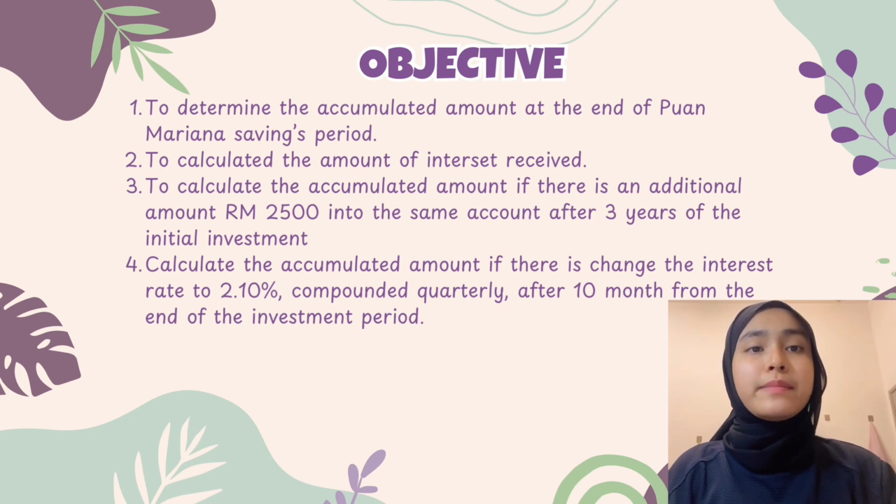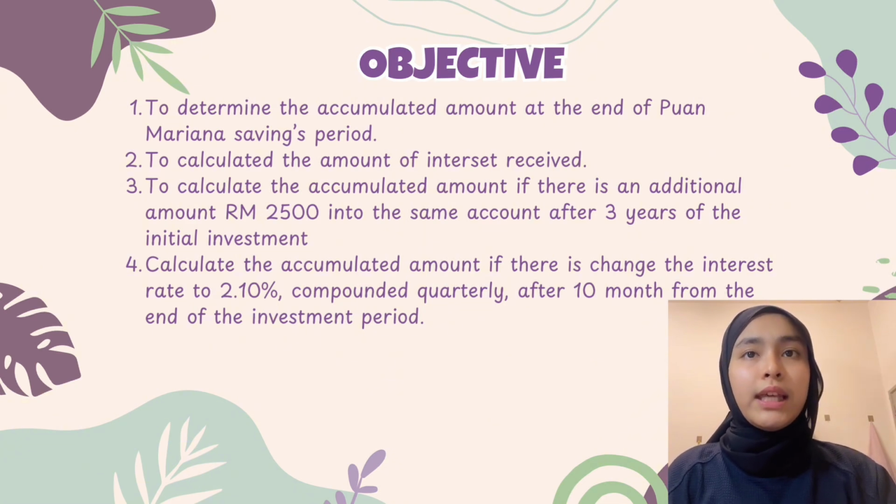The objectives for our problem statement are, first, to determine the accumulated amount at the end of Puan Mariana's savings period. Second, to calculate the amount of interest received. Third, to calculate the accumulated amount if there is an additional amount of 2,500 ringgit into the same account after 3 years of the initial investment. And the last one is to calculate the accumulated amount if the interest rate is changed to 2.10% compounded quarterly after 10 months from the end of the investment period.